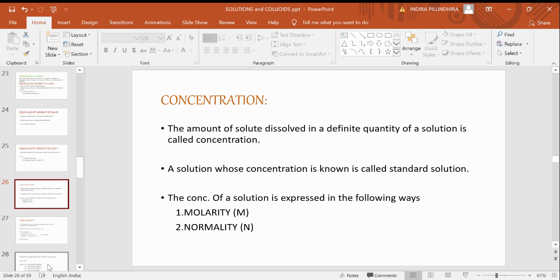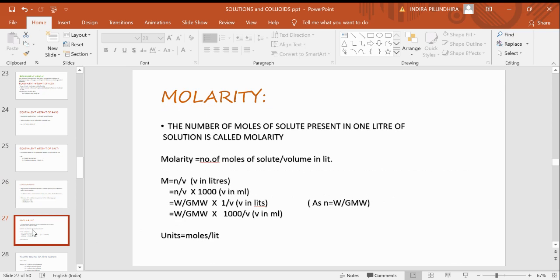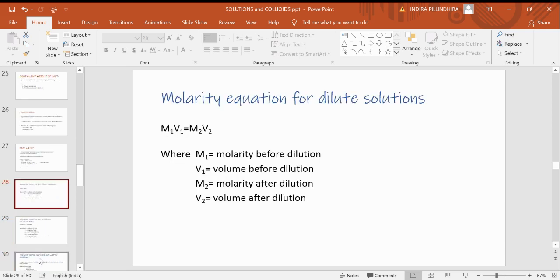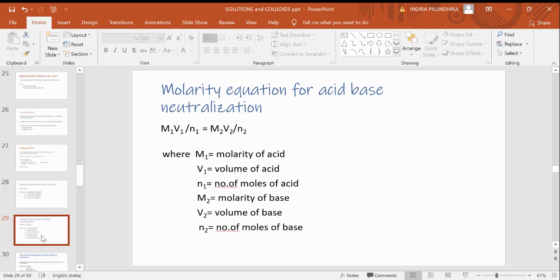Now we'll move to the next slide, where we have learned about the concentration. As we have learned, the concentration of a solution can be expressed either in terms of molarity or in terms of normality. Now we have started with the first one, that is the molarity M. The molarity is the number of moles of the solute present in 1 liter of the solution. Then we have seen the expression for the molarity, and the molarity equations for dilution and also for neutralization.